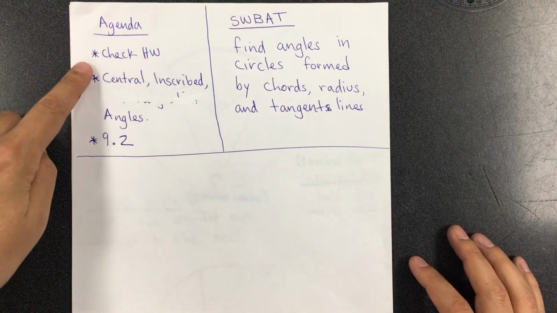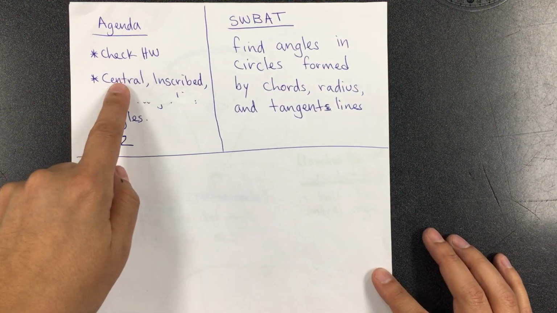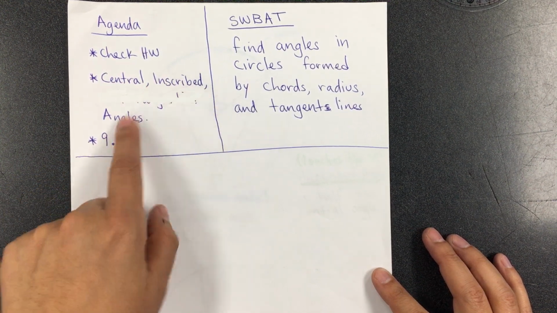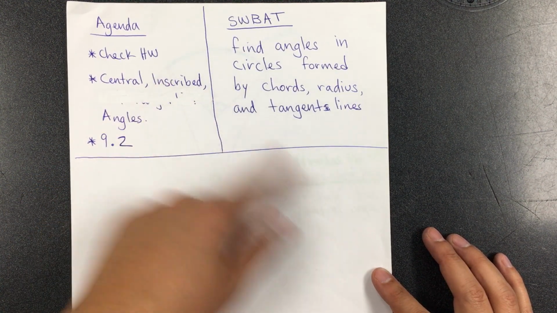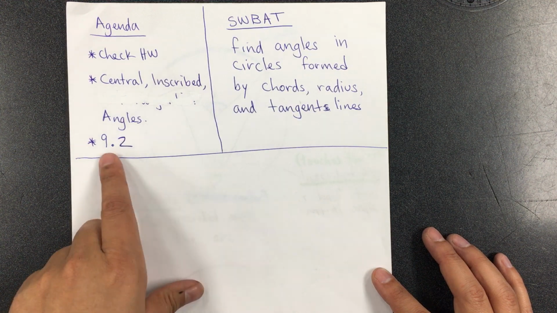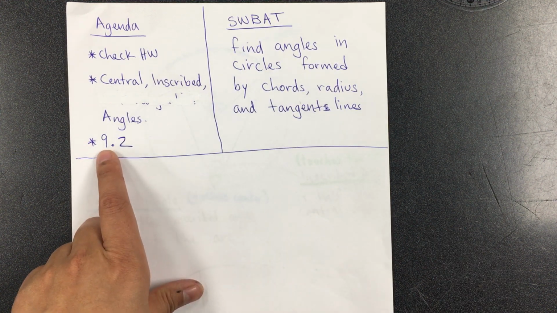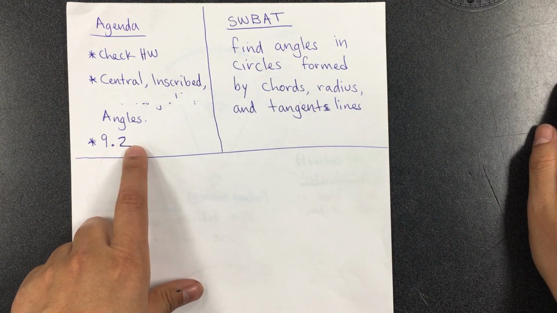Hello students, today's agenda is to check homework. We'll be learning about central and inscribed angles. I was going to include some more, but it seemed that it was a little too much, so only those. And you will be able to work on 9.2.